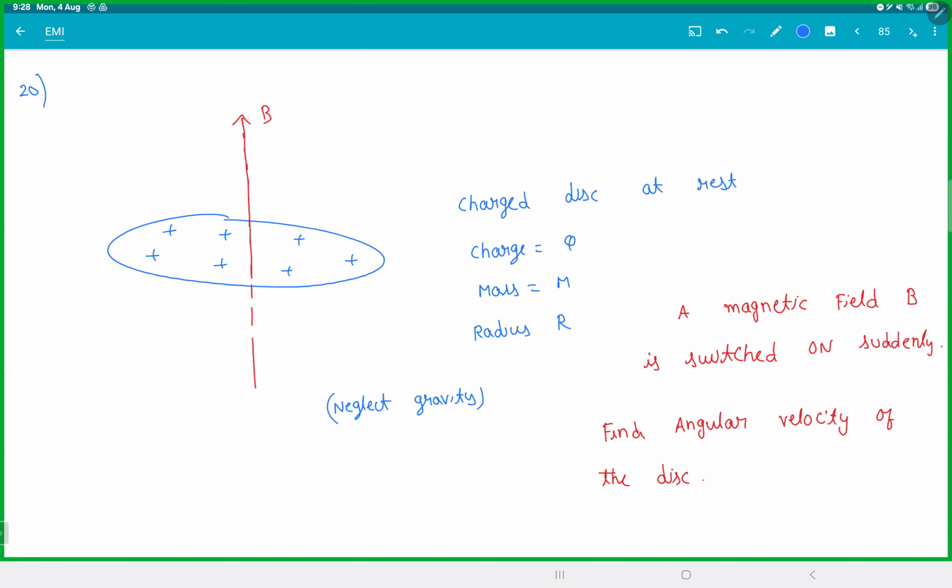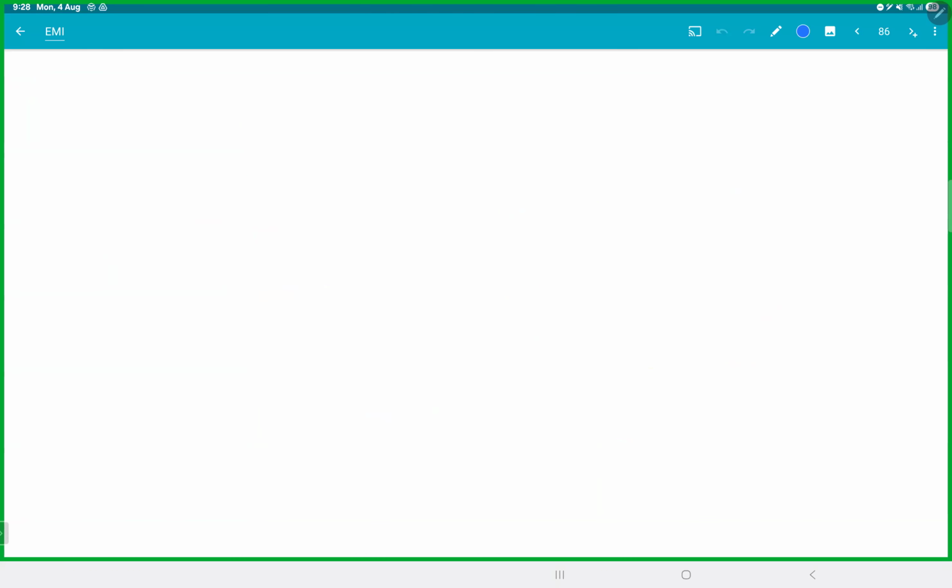Let's see. So how do we proceed? First thing, the same story, integral E dot dl is d phi by dt. This will be E into 2 pi r. The rate of change of flux will be d by dt into B into pi r square. This will be r by 2 dB by dt. So the thing is, I don't know how B is changing. This is your electric field as a function of r, and we have no idea how B changes.